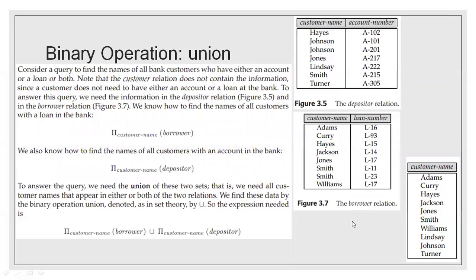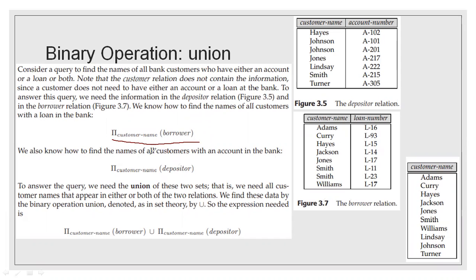It is the binary operation named union. Now here you can see two different tables. First table is the depositor relation, and the second table is the borrower relation. Now, if we want to find the names of all the customers with a loan in the bank, we can use the query projection on customer name on the table borrower. So you can get all the customers who have a loan in a particular bank.